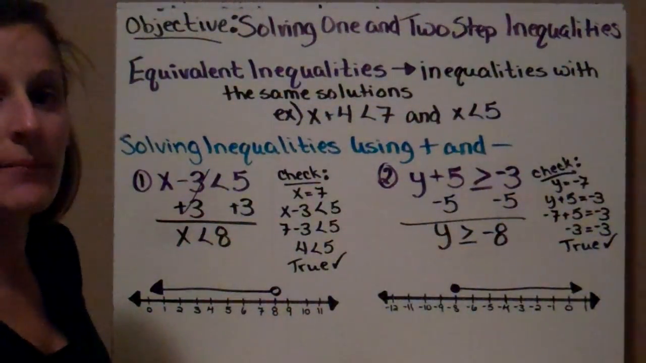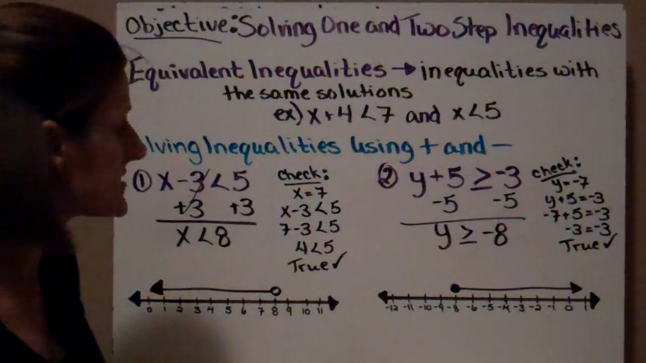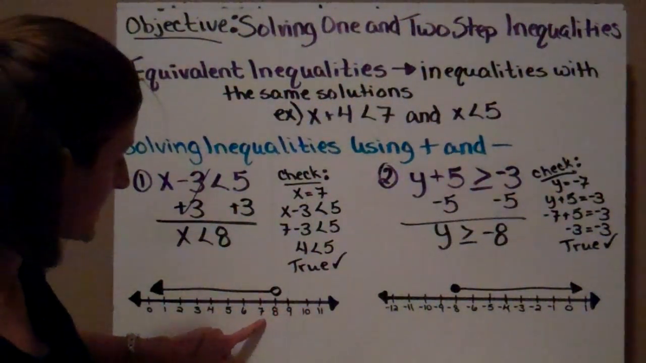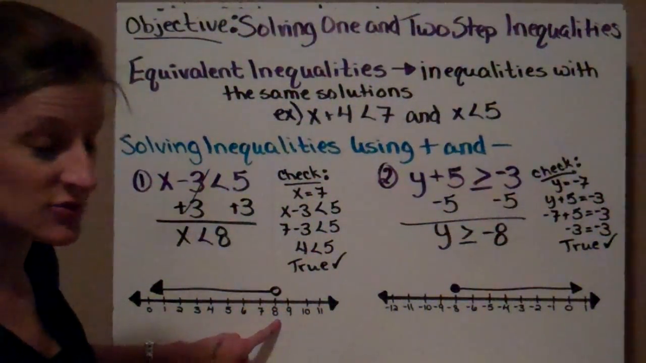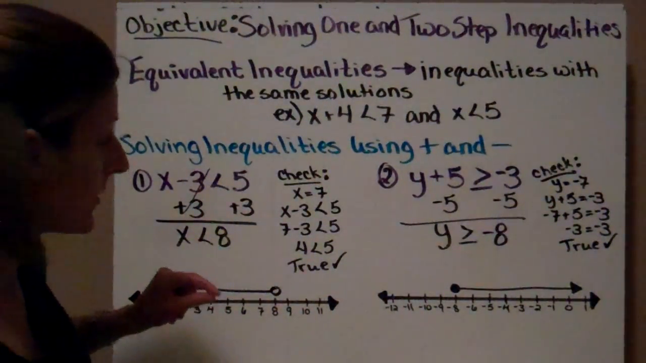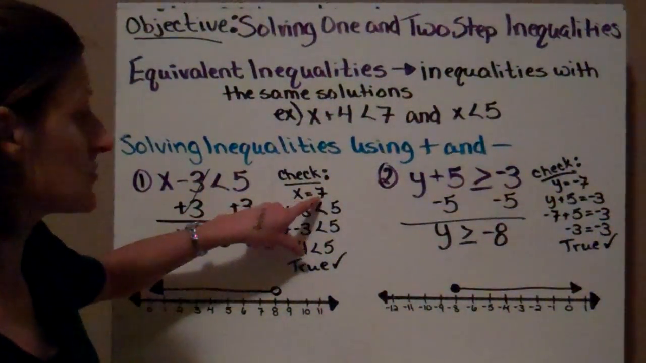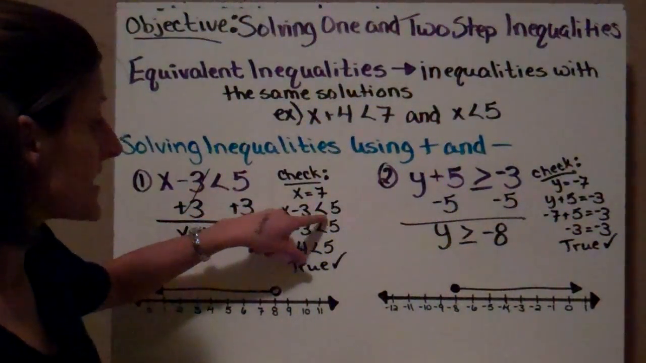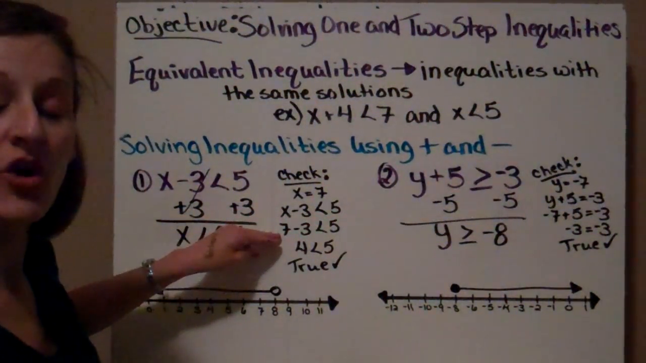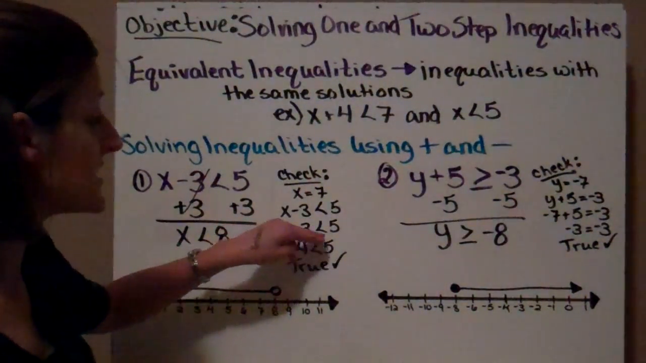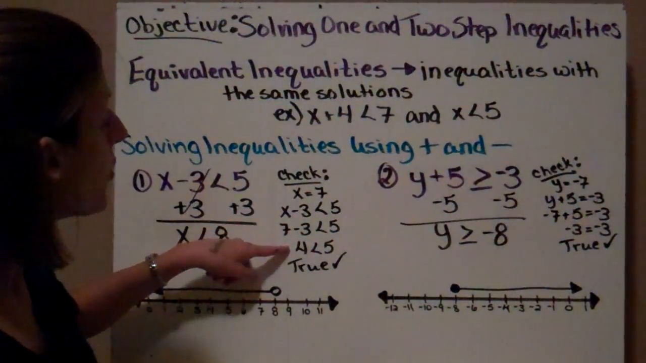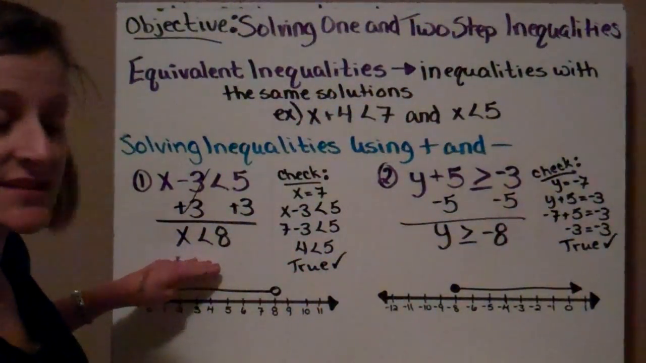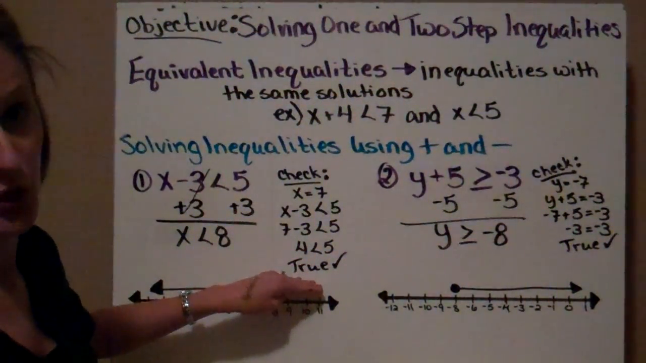So if I need to check my answer to see if I'm correct, let's take a number that is one of my solutions. I'm going to take 7, because 8 is not a solution, remember, it's not equal to, it's open. So I'm going to set x equal to 7. Use my inequality, x minus 3 is less than 5. Put in 7 for x, so 7 minus 3, see if it's less than 5. And since 4 is less than 5, my inequality solution, x is less than 8, is true.